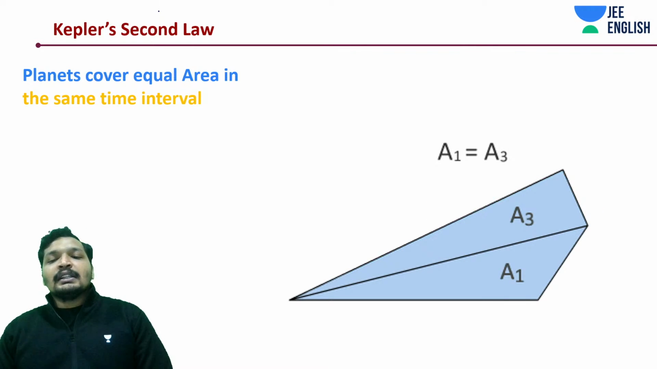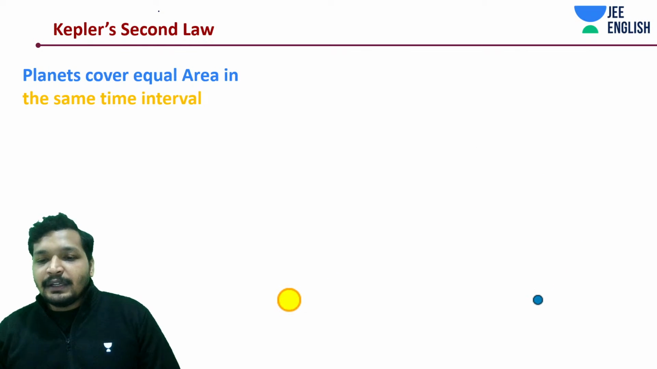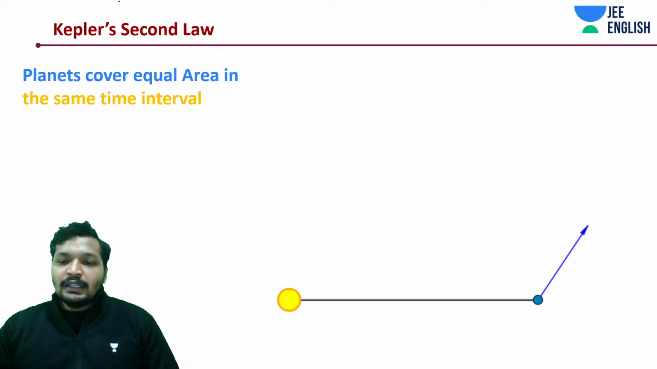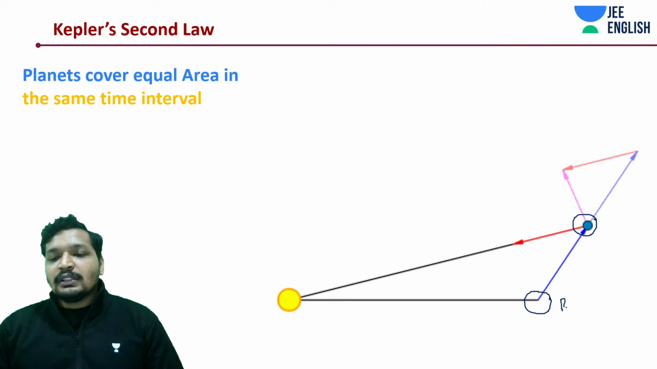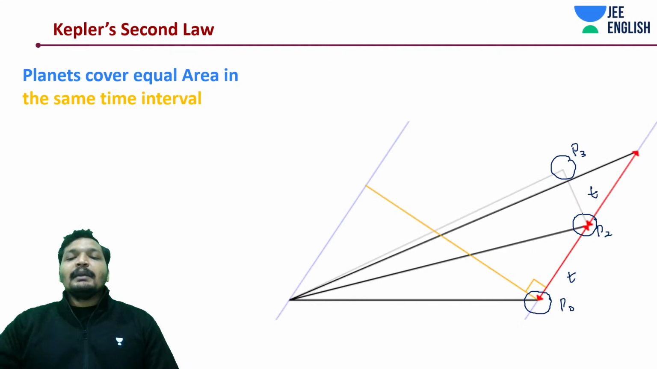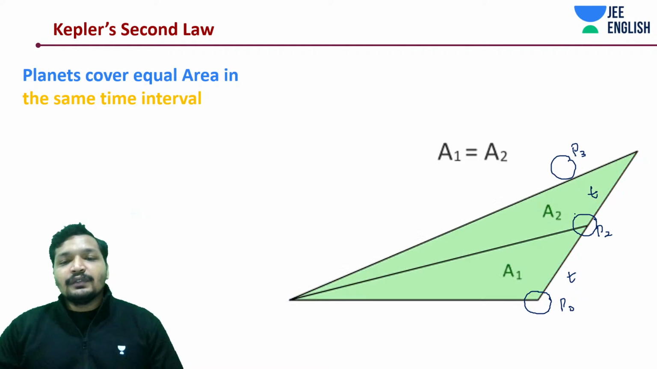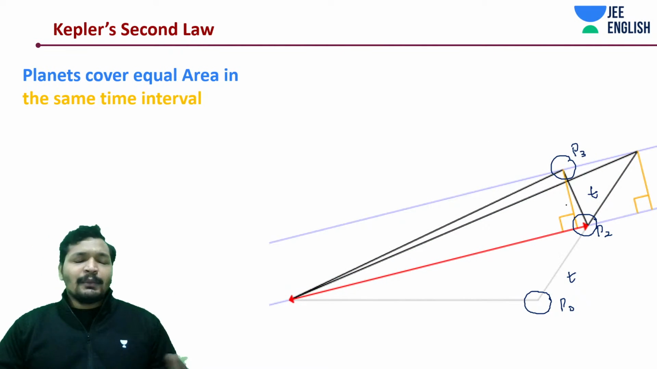So it's showing basically two areas of triangle which are equal for a given time period. Initially the planet is over here, it is moving to a certain point. Let's call this position 1, position 2. This is completed in time period t. This is position 3, and position 3 to position 2 is completed in time period t again. So we are calculating the areas of the triangle, and they come out to be equal. That is about your Kepler's second law.